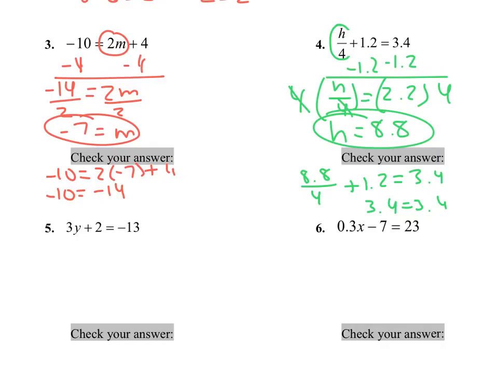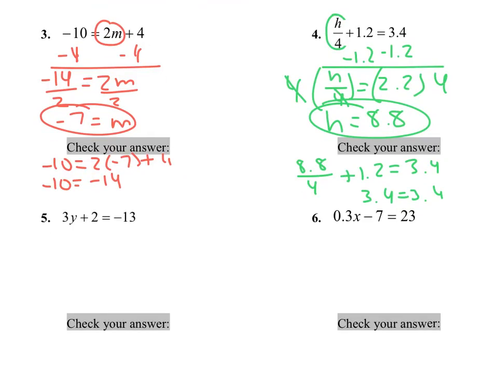Okay, 5 and 6. On number 5, we've got 3y plus 2 equals negative 13. So I'm going to circle my variable and the number attached to it. I'm going to get rid of my addition and subtraction by subtracting 2 from both sides. So I come up with 3y equals negative 13 minus 2, which is negative 15. Divide both sides by 3. And I get y equals negative 5.